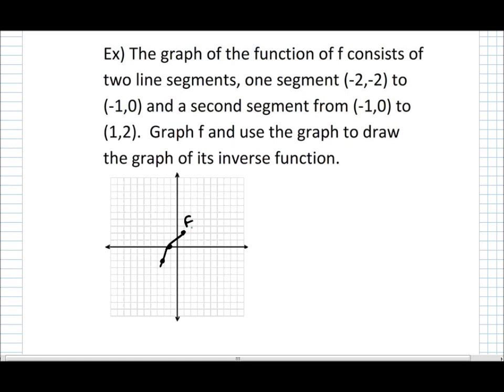So we have f, and remember for the inverse, the x's and y's switch. Well, -2, -2, you switch it, you still get the same thing. -1, 0, you switch it, you get 0, -1. So that's where this would be right there. And then 1, 2, you switch it, you get 2, 1. And notice there's your inverse. And that's all you have to do for a problem like that.